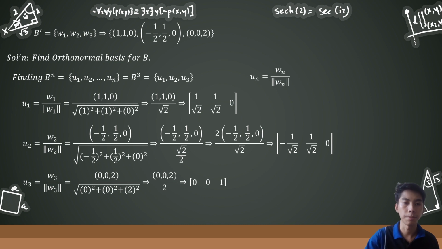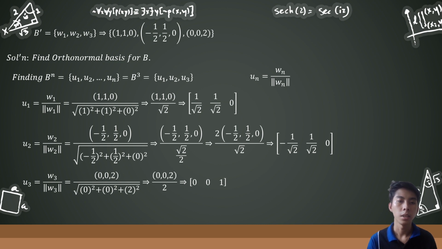So we have here u sub 3 is equal to w sub 3 all over the unit length, or magnitude, or norm of w sub 3. Same process as how we got the w sub 1 and u sub 2. It is the vector 0, 0, 2 all over the square root of 0 squared plus 0 squared plus 2 squared, which is equal to the square root of 4, and the square root of 4 is equal to 2.